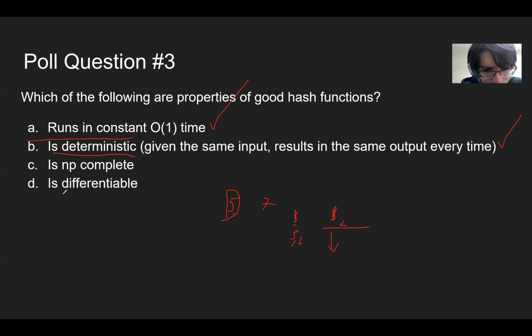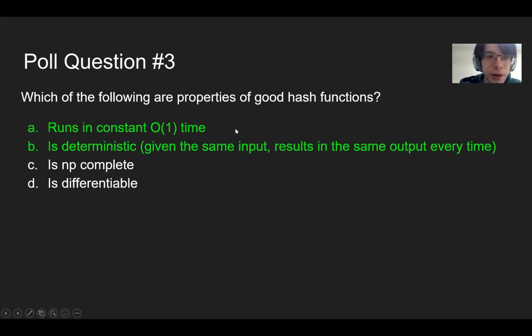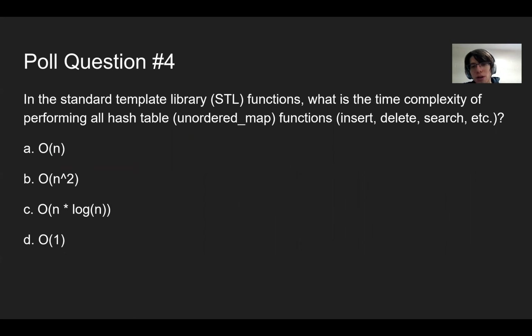And differentiable. By "what we know now" I mean everyone, not just this class, as far as NP complete is concerned. But differentiable, that's not important either. So it's really just these two: running in constant time and being deterministic. Okay, cool. So how about this one?